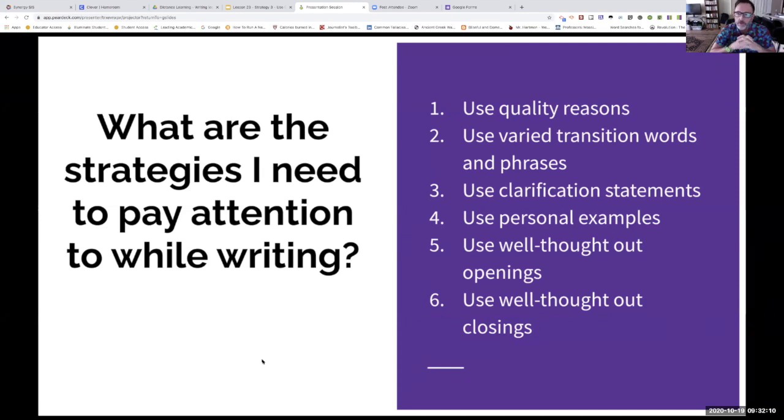We've talked about using varied transition words and phrases. Today, we're going to talk about clarification statements. Using personal examples is a very good and effective way of reaching your audience. And then, of course, making sure that we have well thought out openings that grab the reader's attention and well thought out closings that bundle all of our thoughts together or challenge the audience or just generally bring things to a close. So we've talked about a majority of those 6 strategies, but I just wanted you to see all of those together at one time because we've just been unpacking them one at a time.